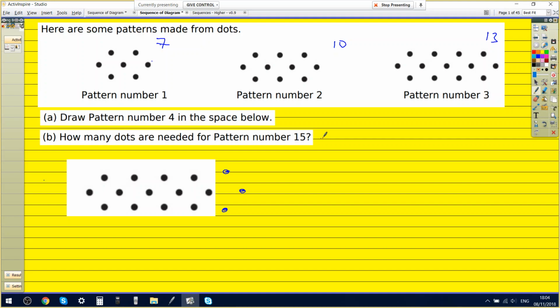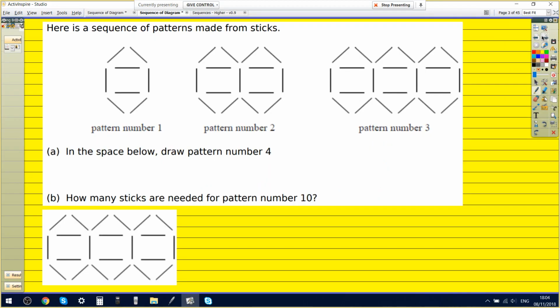Okay, and then how would you get how many dots are in pattern 15? Okay. Maybe we'll come back to this, because there's a much easier way to do it. Okay, how would you draw the next pattern? How would I draw it? Yeah. Oh, and I've copied pattern 3 down the bottom.